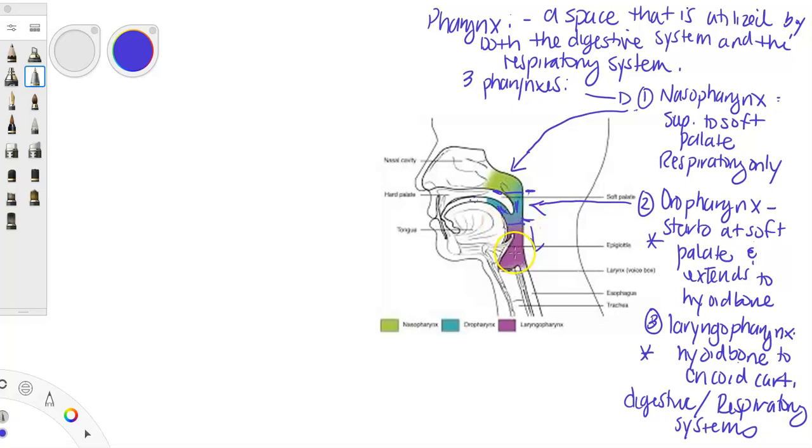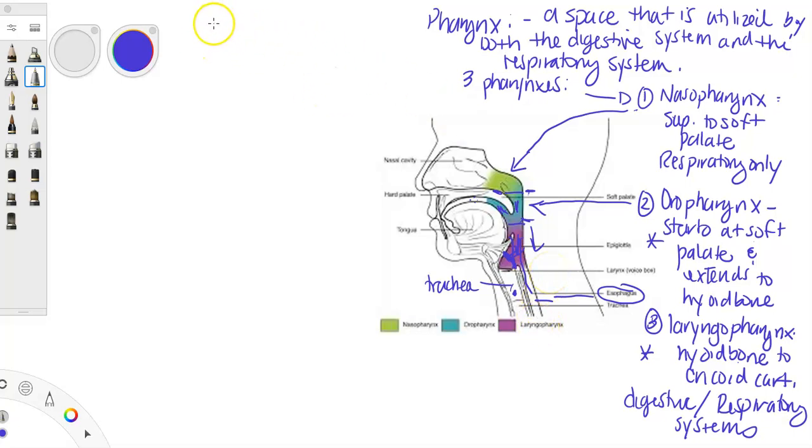So you have air coming down here to go into your trachea, and then you have the epiglottis here, which will go down and block the trachea so food can go down the esophagus. So the trachea is here, and the esophagus is here. Okay.